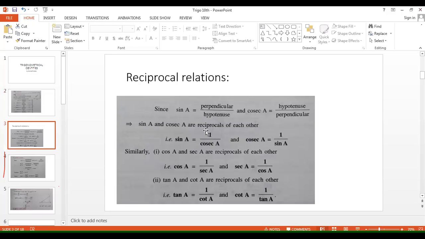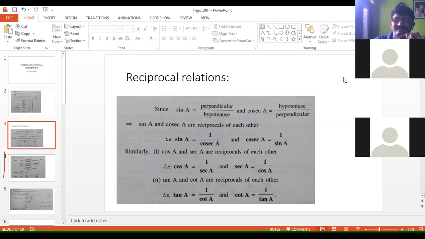Let's come back to these reciprocal ratios. What is this reciprocal relation or reciprocal ratio? Sine is the reciprocal of cosec. Similarly, cosec is the reciprocal of sine. So students, over here, one more formula follows: sine into cosec will become 1. You can write down over here, there is one more third formula: sine A into cosec A is 1. I hope you understand this.